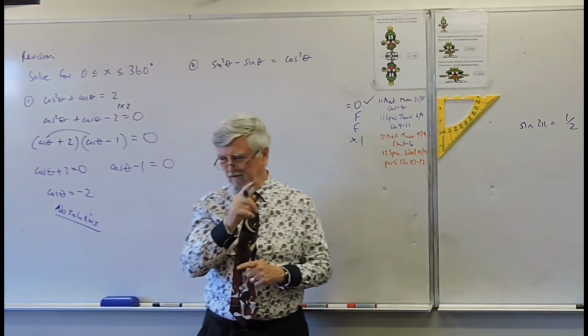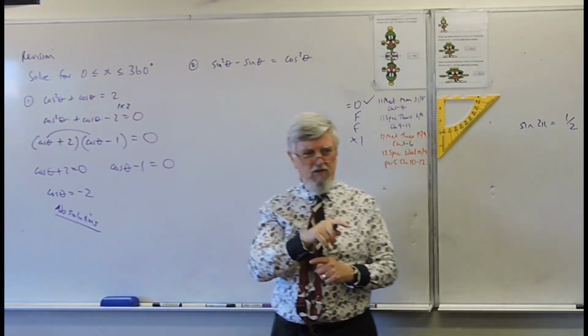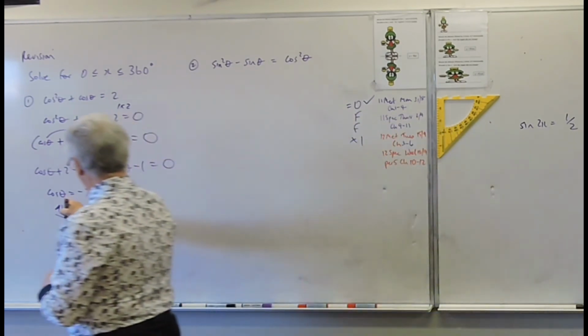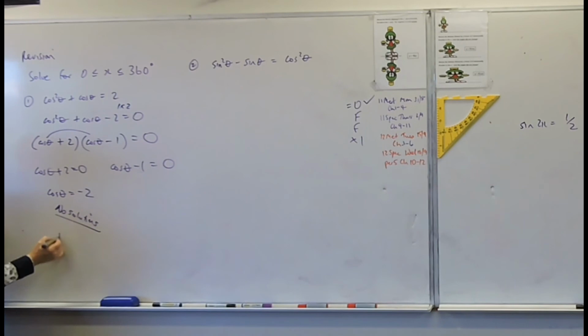It's one of those. How far up and down does it go? 1. So where does this graph get to minus 2? Well, it never gets to minus 2. A cos graph only goes up to 1, comes down, goes down to minus 1. So does it ever get as far as minus 2? No, so it's no solution.